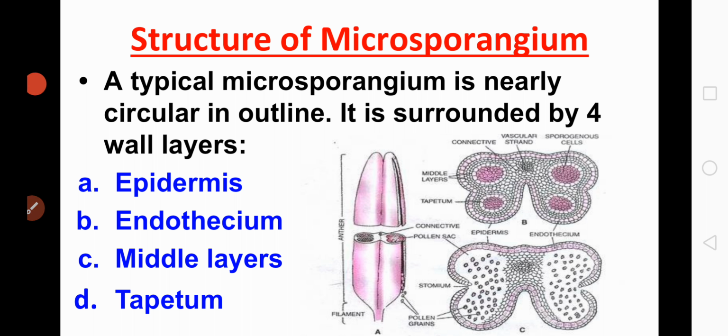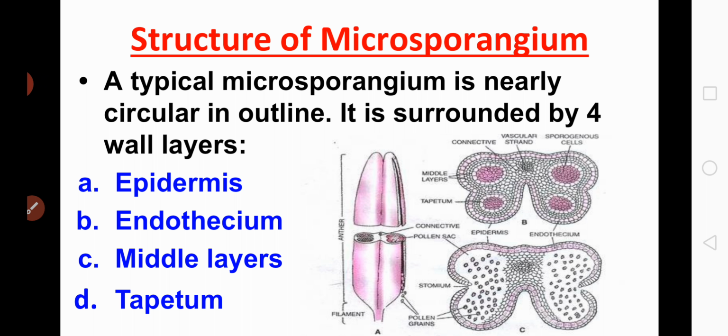Now coming to the structure of microsporangium. What do you mean by microsporangium? Microsporangium is nothing but the chamber of the anther lobe, which is also called the pollen sac or locule. Now coming to the structure, a typical microsporangium is nearly circular in outline, and it is surrounded by 4 wall layers. They are epidermis, endothecium, middle layers and tapetum. So all these are the wall layers of a microsporangium.